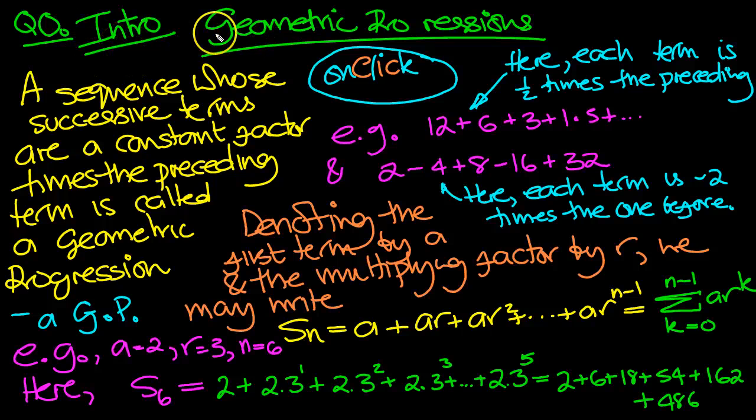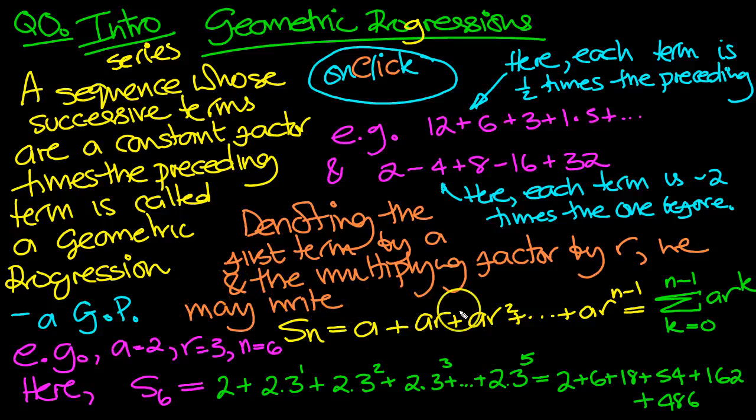Okay guys, let's have a look at the intro then for geometric progressions. Geometric progressions, basically what are they? Well, they're sequences, or a series is the term we use more commonly, whose successive terms are a constant factor times the preceding term. Any series like this, which has a constant factor times the preceding term, is called a geometric progression and abbreviated as a GP.